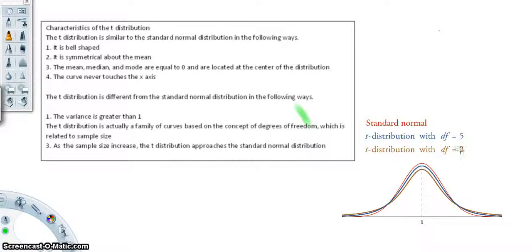So over here we have our degrees of freedom being 2. And you can see that this brown curve here is a little bit lower than our degrees of freedom being 5, a little bit higher here with the blue curve. And our standard normal distribution is the red curve here. You can see slowly they're going to approach that red curve, and we'll have the normal bell curve.